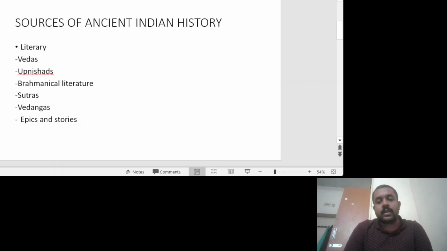The literary sources which tell us about the ancient Indian history are the four Vedas, the Upanishads, the Brahmanical literature. The Brahmanical literature are basically commentaries upon Vedic literature. The Sutra literature, the Dharma Sutra, the Grih Sutra, and the Vedangas, and there are several stories from different traditions and the epics like the Ramayana and the Mahabharata, which tell us about the ancient period of Indian history.